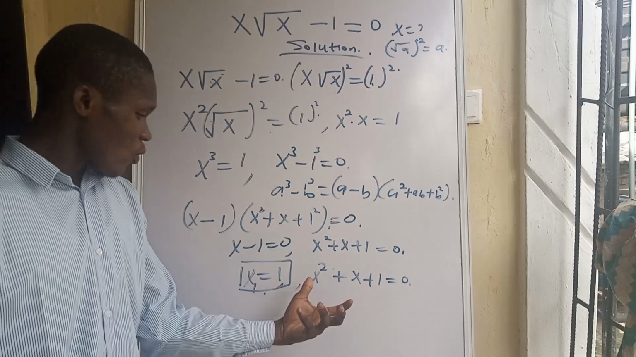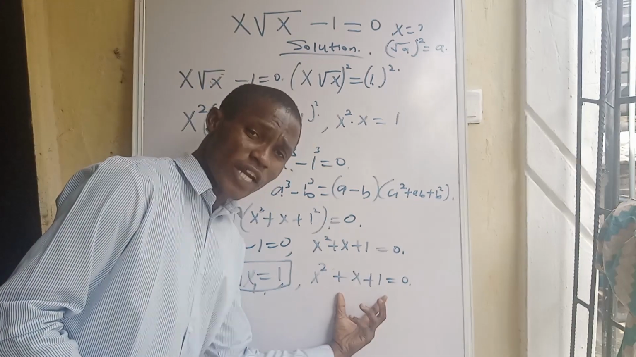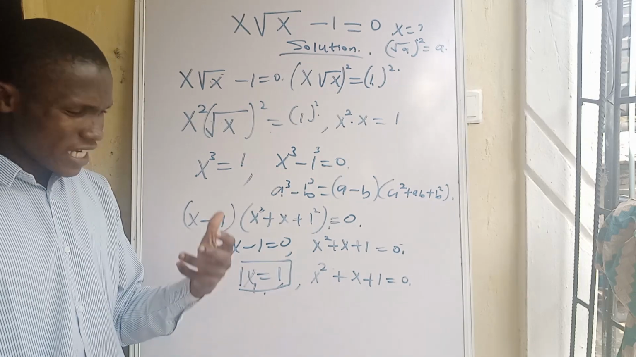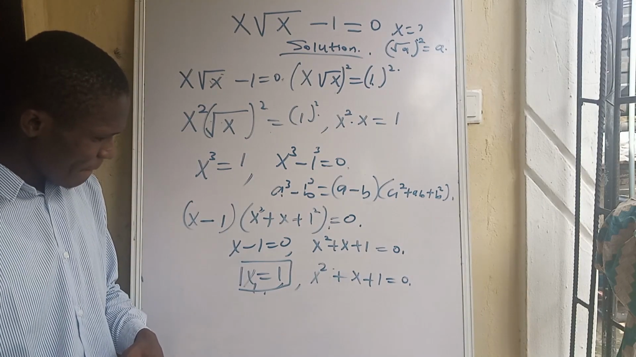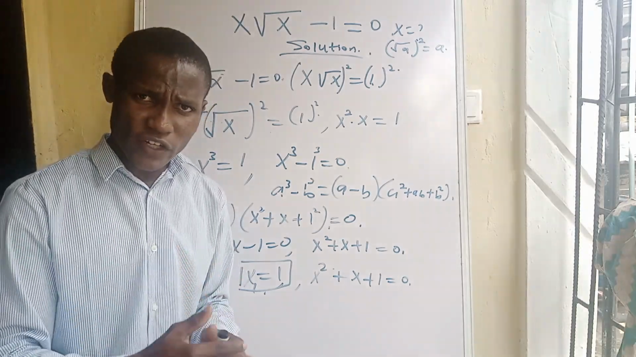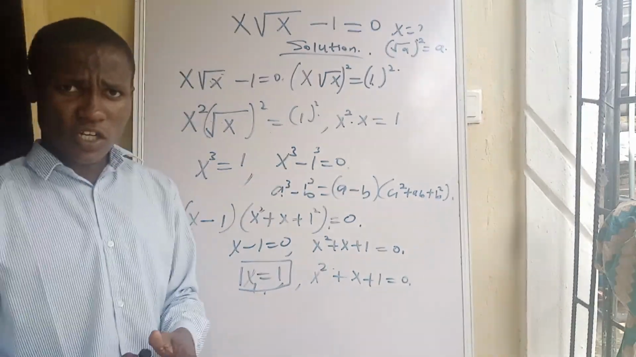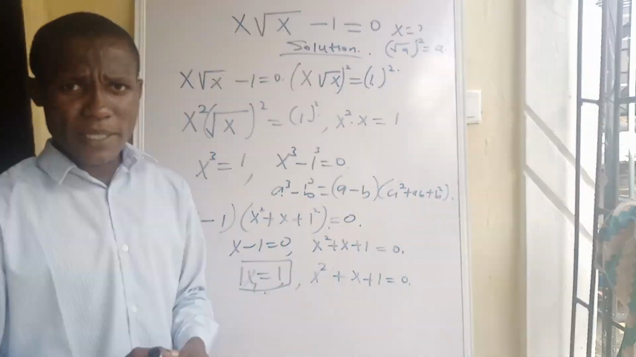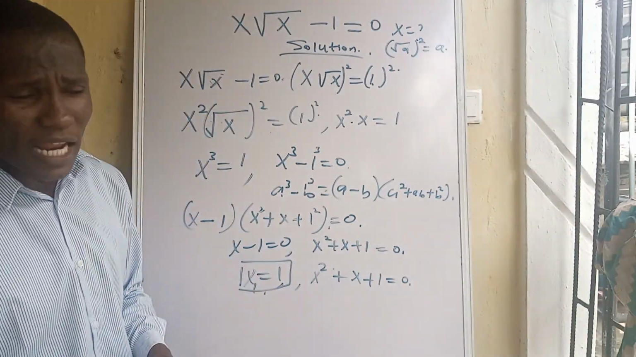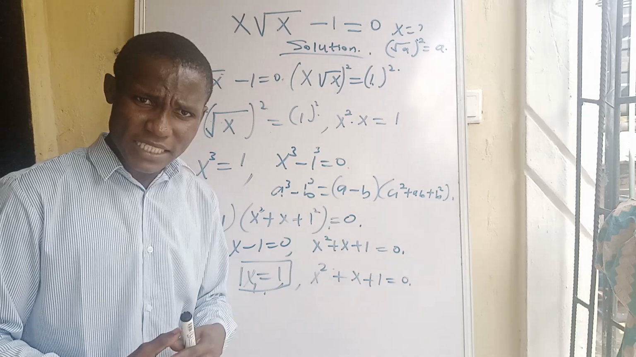So what we now have is a quadratic equation. What rules are we going to use in solving this? Remember, for a quadratic equation we have three methods of solving. The first method is the factorization method. The second is the formula method, or what most people call the almighty formula. The third is completing the square.